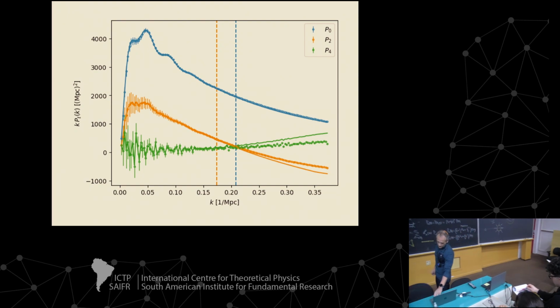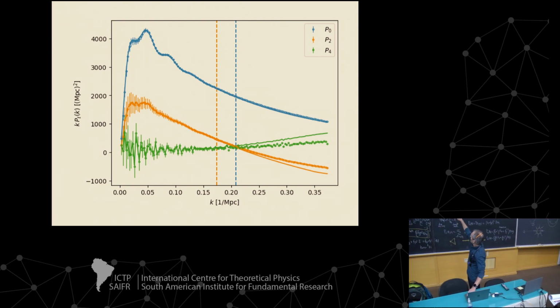Now, one thing to notice: usually all the plots are in h over megaparsecs. This is 1 over megaparsecs, so it should be divided by little h to convert to the previous units. So 0.2 here is roughly 0.26, almost 0.3, in the previous units. But you can see the predictions of perturbation theory work very well for the monopole.